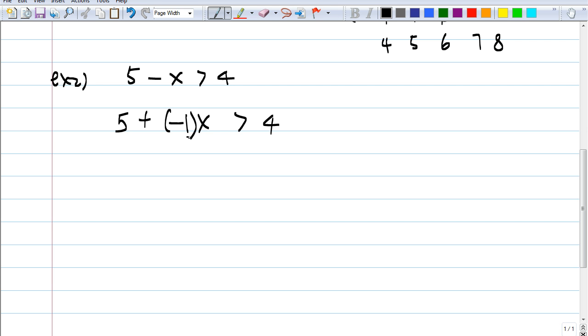Then what should I do next? Elizabeth? I want to get rid of this. I want to gather all the numbers together. I want to get rid of this 5, don't I, guys? How do I get rid of this 5?